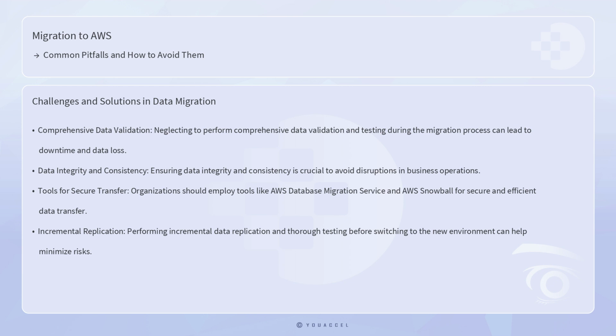A study by McKinsey & Company emphasized that successful migrations often involve iterative testing and validation phases to ensure data accuracy and system functionality.